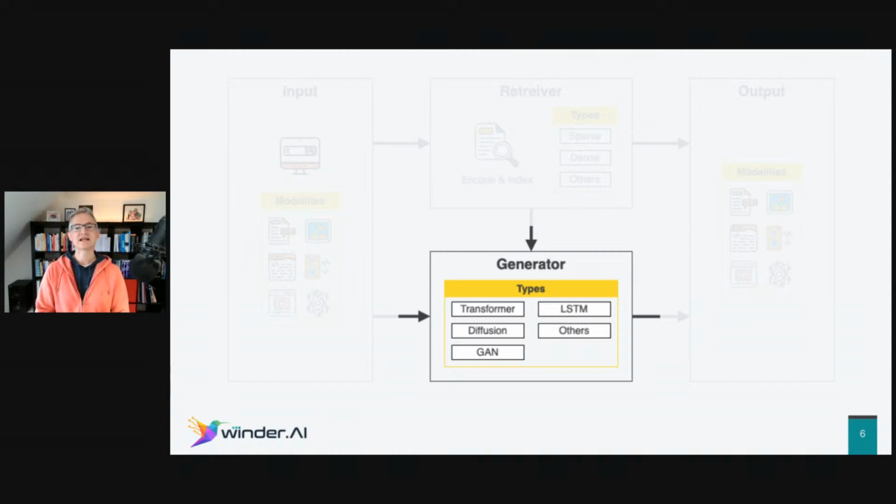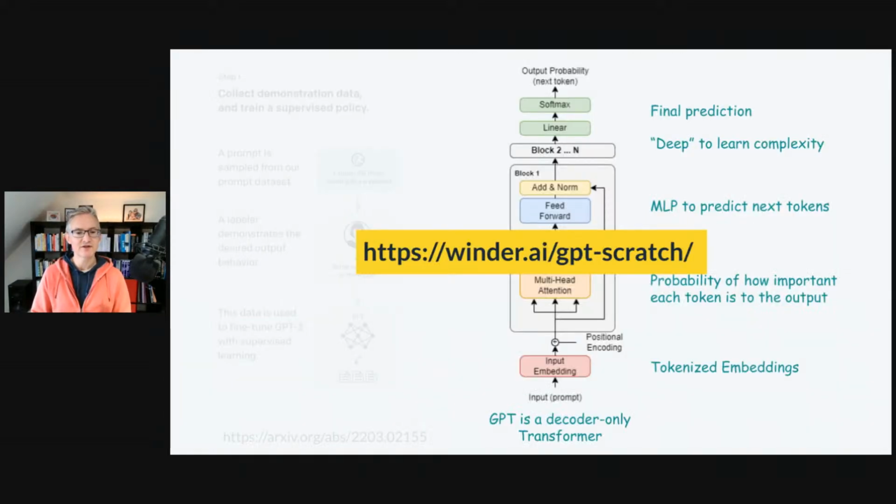Third, the input and some combination of the retrieval results are passed to the generator. Of course, the most famous generator is the transformer model. And if you'd like to learn more about that, then I recommend you check out one of our older articles about GPT in particular. I've just put the link up at the top there, winder.ai/GPT scratch.